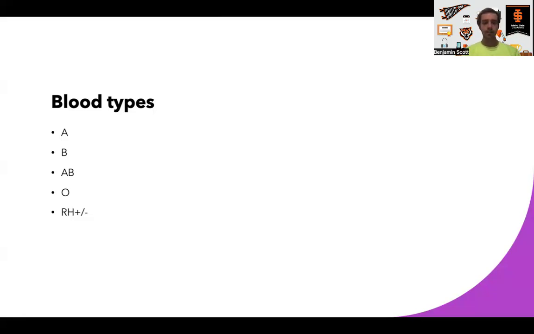And the last one that you have is the Rh factor. That's your positive or negative. What that is saying is, do you have a certain Rh factor, or are you negative for it? And so with blood, those are your main blood types.